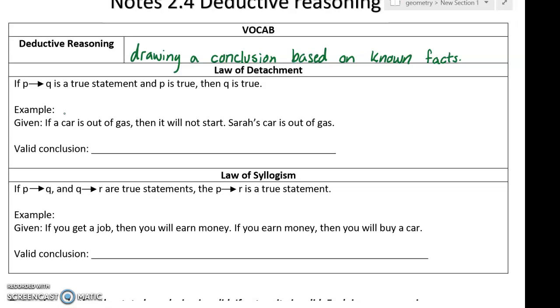What it gives us is if a car is out of gas, then it will not start. This is our P and Q, right? Like we've been doing in class, underlining and circling, so you could see. Now this is telling us Sarah's car is out of gas. That's telling us basically our P is true. That was our P. So our valid conclusion here would be that Q is true, right? Sarah's car will not start would be a valid conclusion.